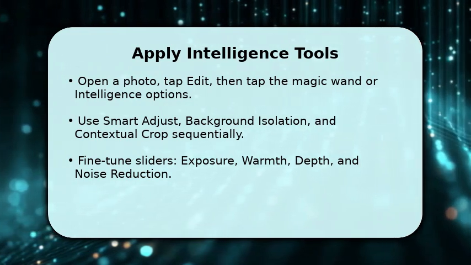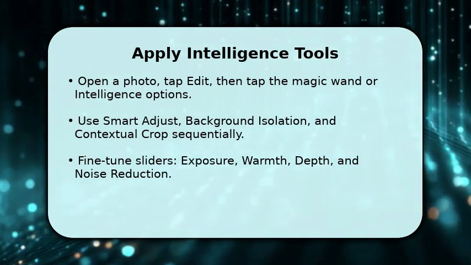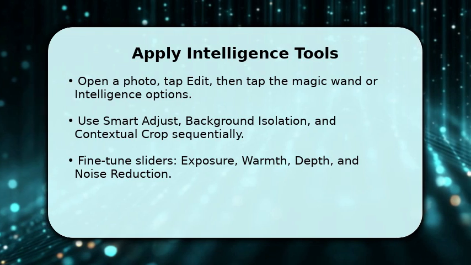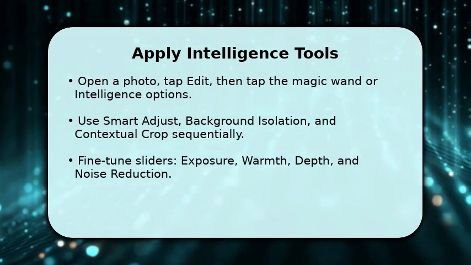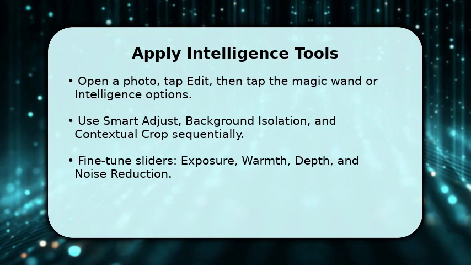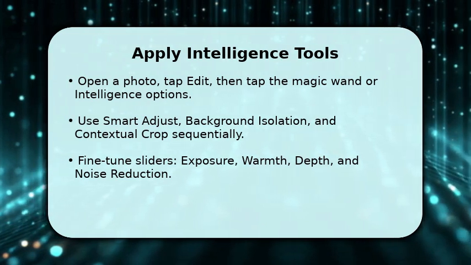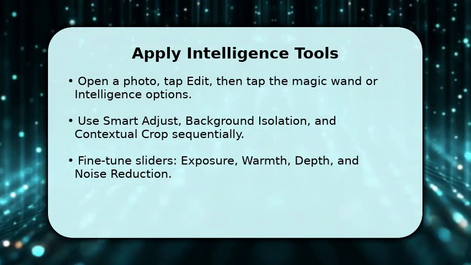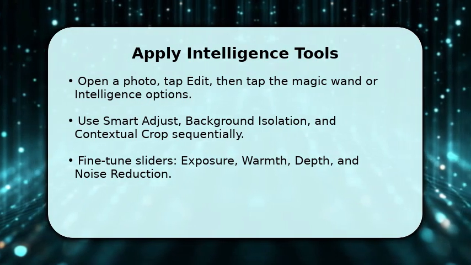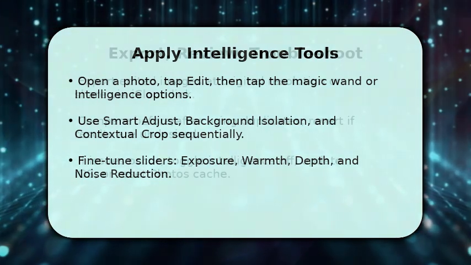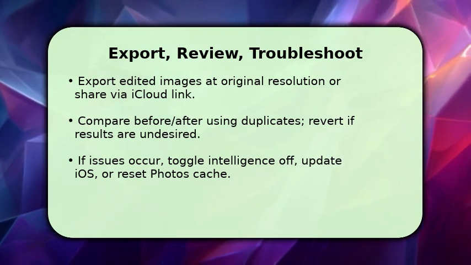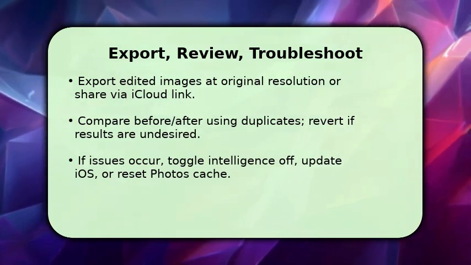For example, use Smart Adjust to correct tone, then isolate background to emphasize the subject. Make incremental slider changes for exposure, warmth, depth, and noise reduction to keep results natural, because aggressive settings reduce detail and can create artifacts. You finish by exporting and verifying results, then troubleshooting if needed.